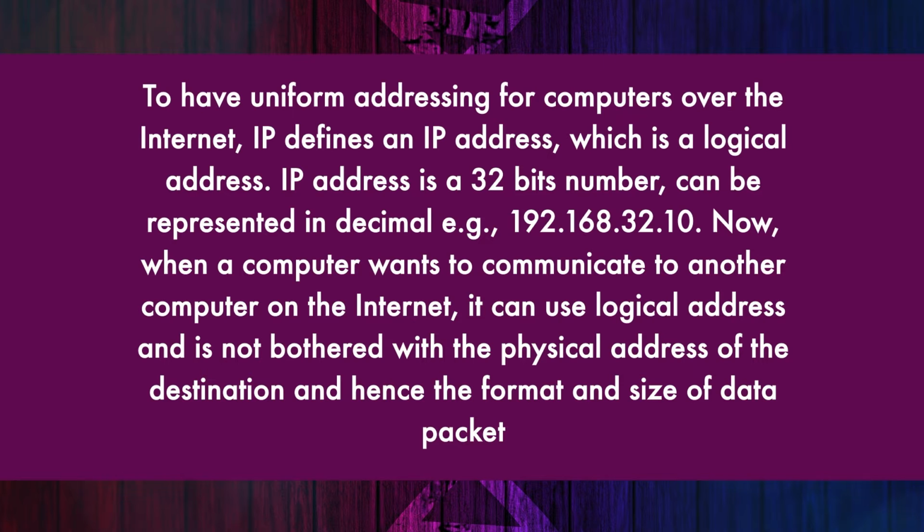An IP address is a 32-bit number and it can be represented in decimal. For example, of an IP address, let us see something like this: 192.168.32.10. This is an IP address. It can be represented using 32 bits. Now, when a computer wants to communicate to another computer on the internet, it can use a logical address and is not bothered with the physical address of the destination, and hence the format and the size of the data packet.